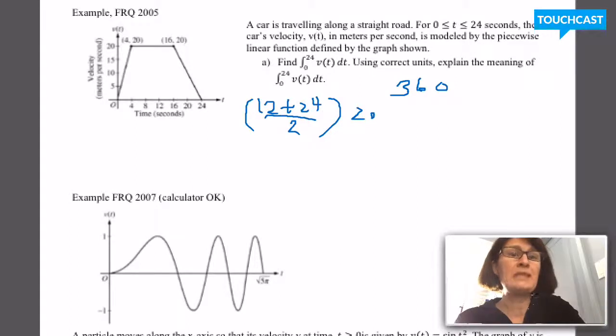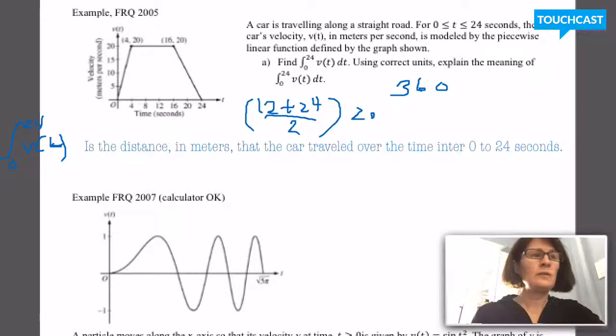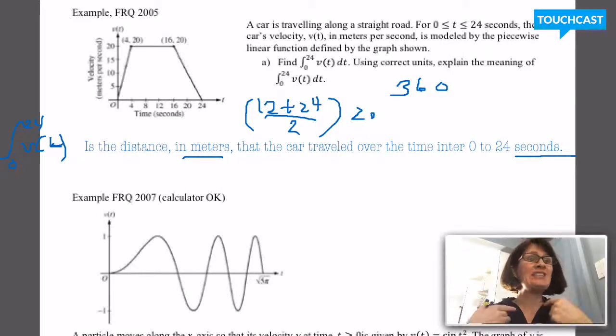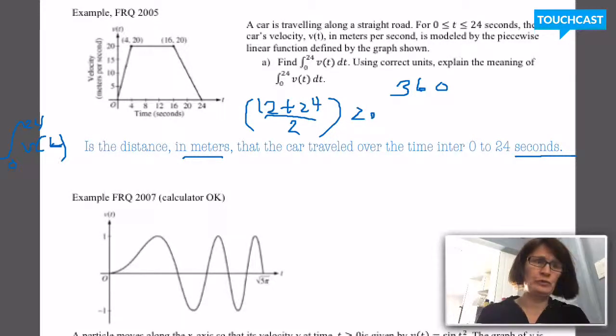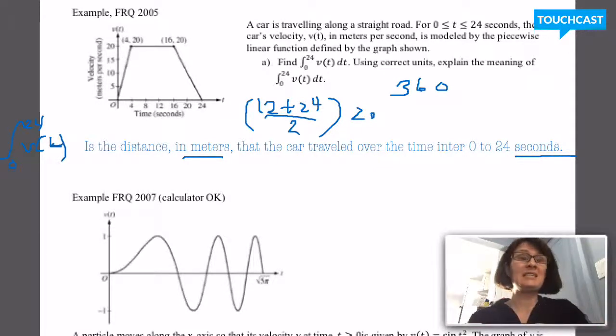And then I've been asked to explain the meaning. So I'll type it out here. So I've written that the integral from 0 to 24 of v of t is the distance in meters that the car traveled over the time interval, 0 to 24 seconds. So notice when you're asked to explain the meaning of an integral or derivative, there are two places you have to give units. So what does the area of the velocity curve measure? Distance. In this case, the units on distance is meters. And we have to give units on the input variable, which is seconds.